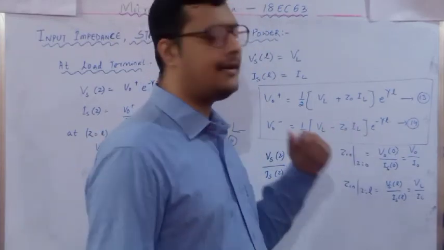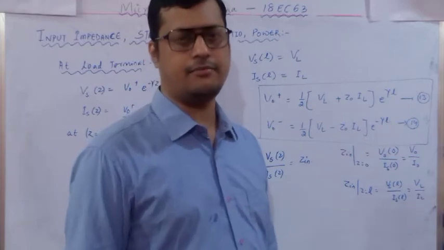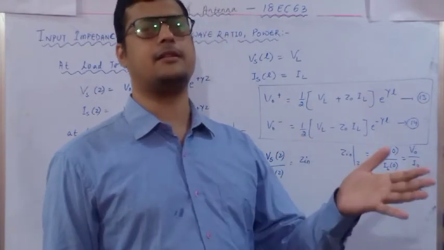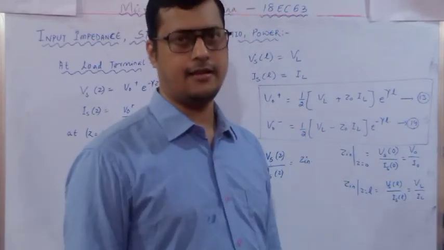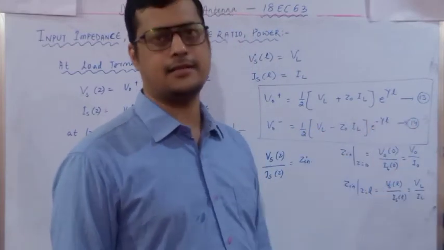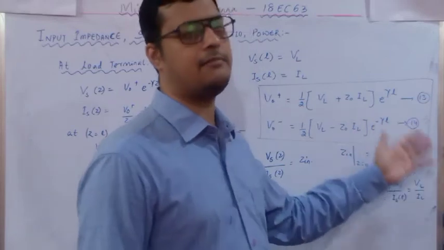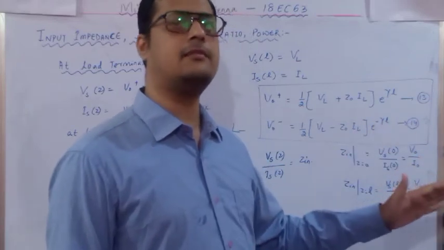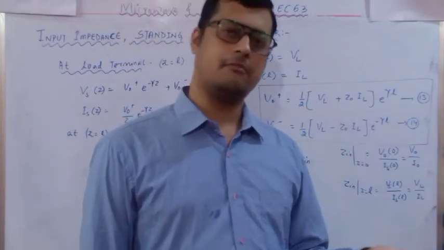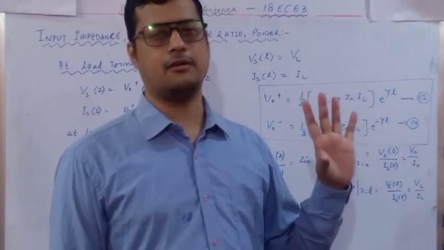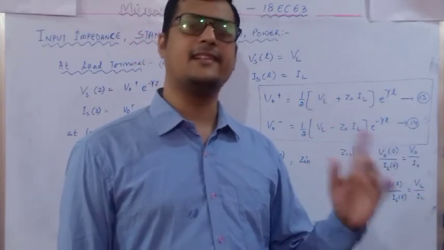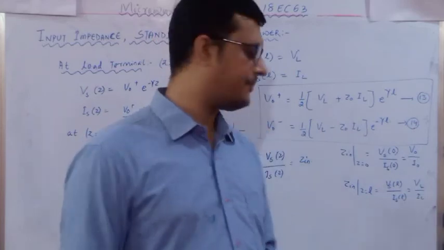But this relation is not sufficient to justify that the input impedance varies with respect to the position. Now we have to derive this relation. We have to substitute all these parameters here in terms of V naught plus and V naught minus, because at the end we have to represent it in terms of reflected potential and incident potential.